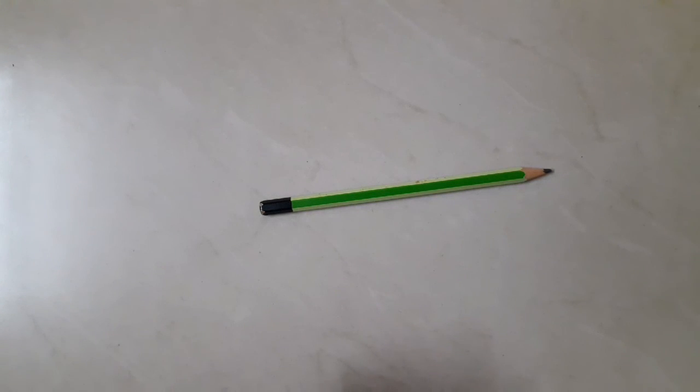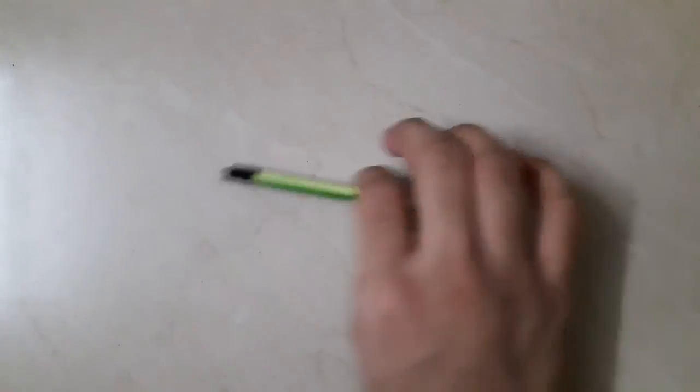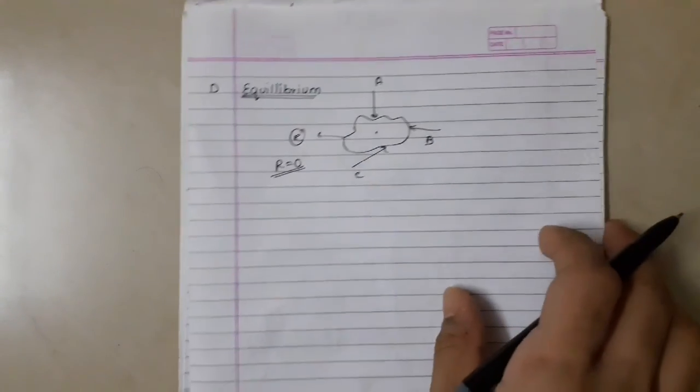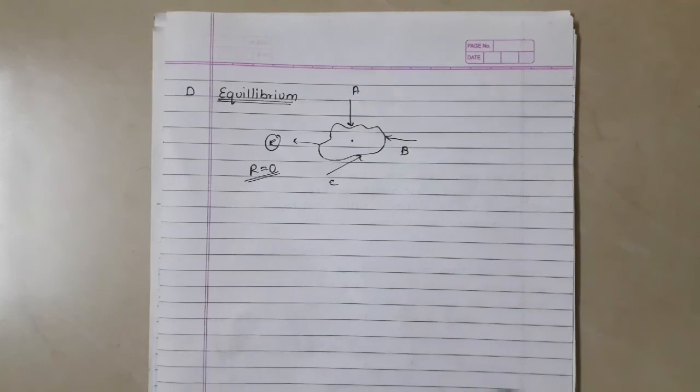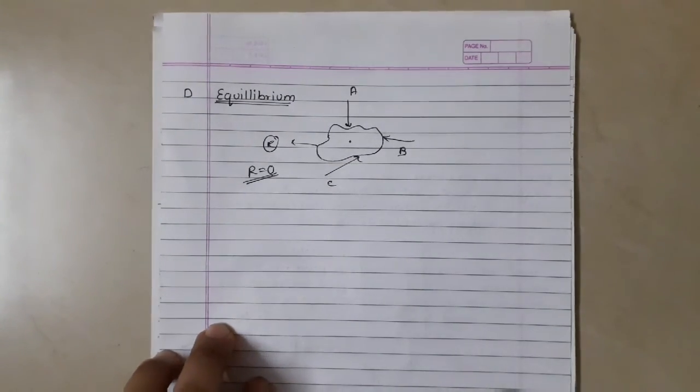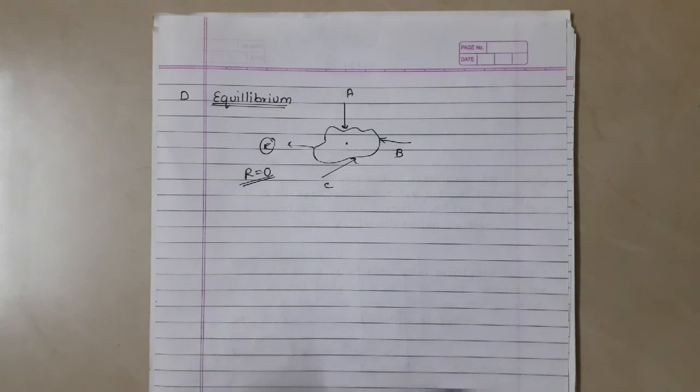That means the resultant force acting, let me tell you clearly what exactly resultant force is. Resultant force is the direction of movement of the body due to the force applied on it. If the resultant force is 0, then the body is said to be in equilibrium. That means the forces applied on the body leave it unchanged. The body's position remains unchanged.